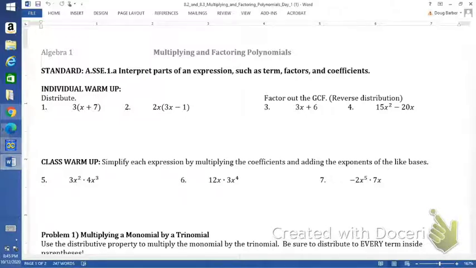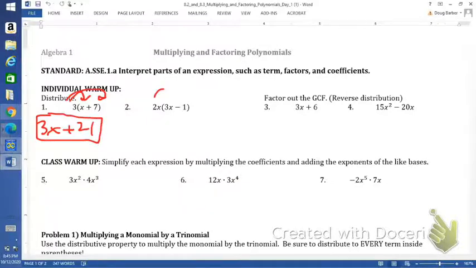Alright, so let's look at the first one. We want to distribute here. So remember that when we distribute, we have to multiply the 3 to both terms in parentheses. So 3 times x gives us a 3x. 3 times 7 gives us a positive 21.